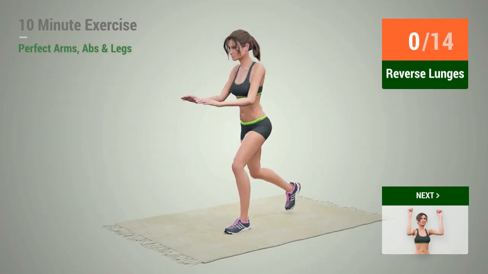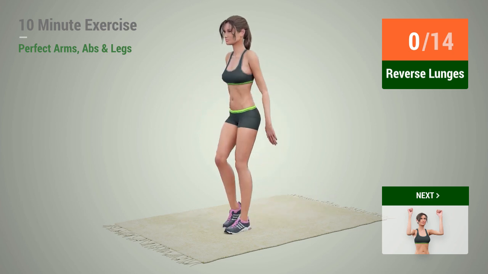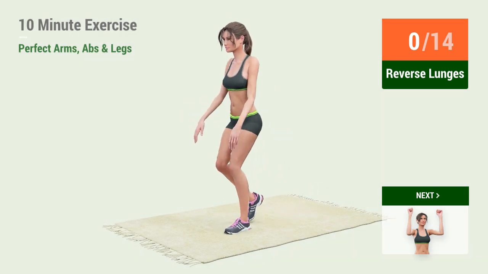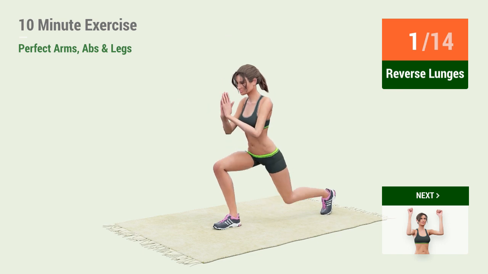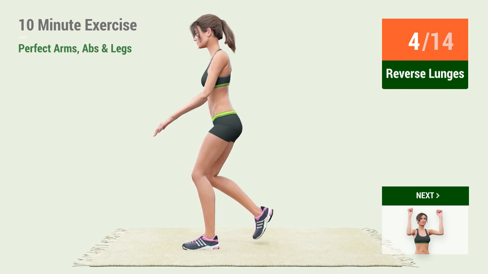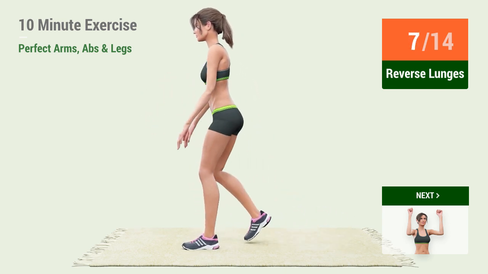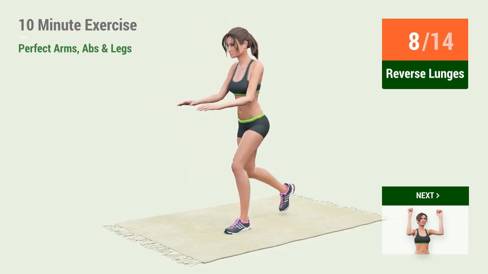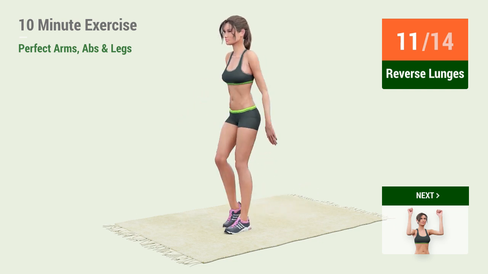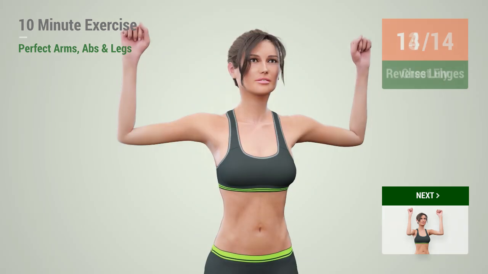Up next, reverse lunges. In 5, 4, 3, 2, 1, go. 1, 2, 3, 4, 5, 6, 7, 8, 9, 10, 11, 12, 13, 14.